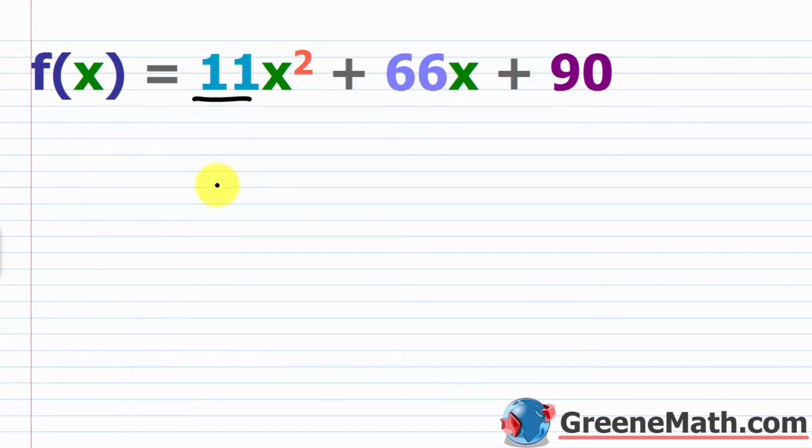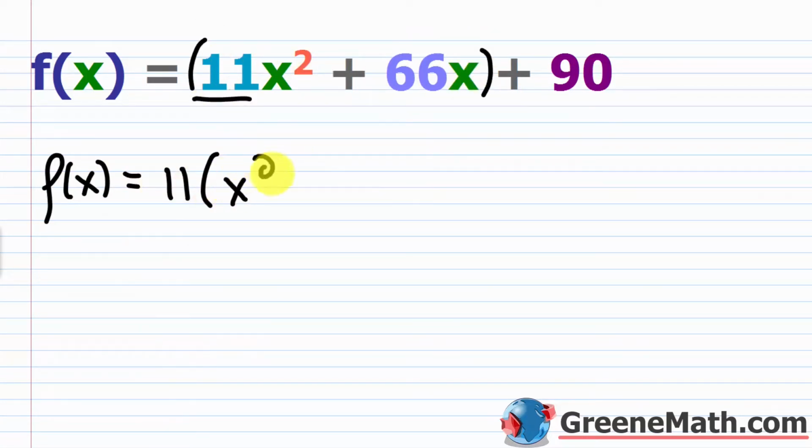We know we want to factor that 11 out. So what I'm going to do is say f of x is equal to, I'm going to treat the first 2 terms as a group. So 11 times the quantity x squared plus 6x, and then plus 90. Again, I'm just factoring the 11 out from the first 2 terms.